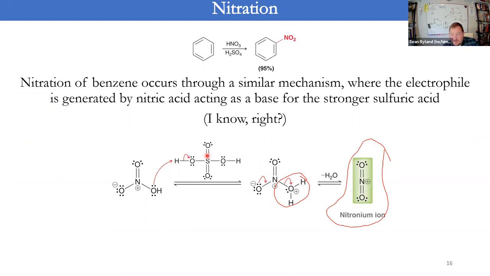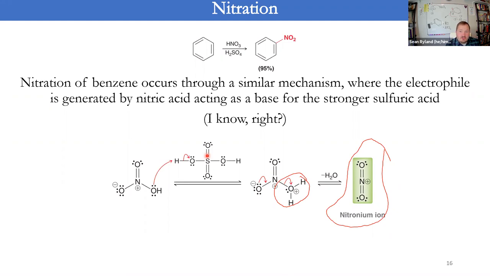But then once you make the nitronium ion, same thing we just did. Nitronium ion, the nitrogen is a very strong electrophile. You make a sigma complex, you kick a hydrogen off, and you get the nitrated benzene. And this is actually the process of making TNT.